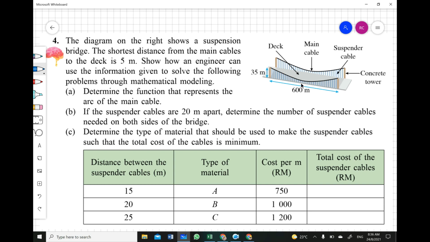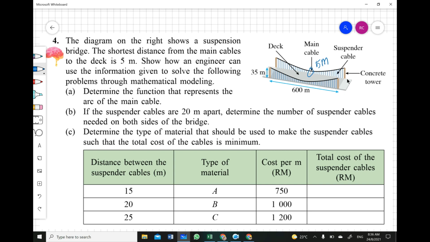The shortest one, of course, is this one, the one in the middle. They show you the main cable over here, which means the length over here is 5 meters. The rest, of course, is not 5 meters. It will be longer one by one. You can see over here.